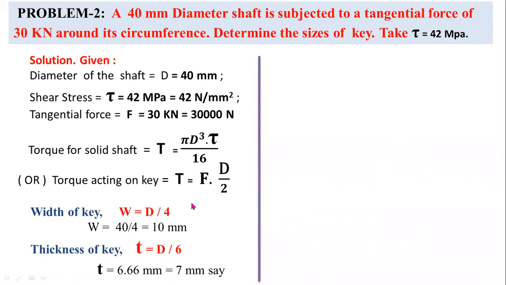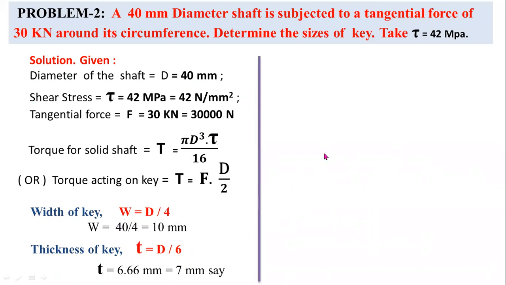Here the width of the key equal to diameter by 4. Here the diameter of the shaft equal to 40, so 40 by 4 equal to 10 mm, and thickness of the key T equal to D by 6, that value equal to 7 mm. These two are the cross-sectional dimensions.